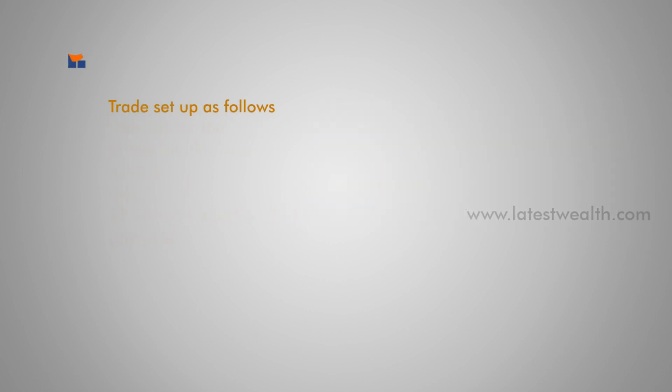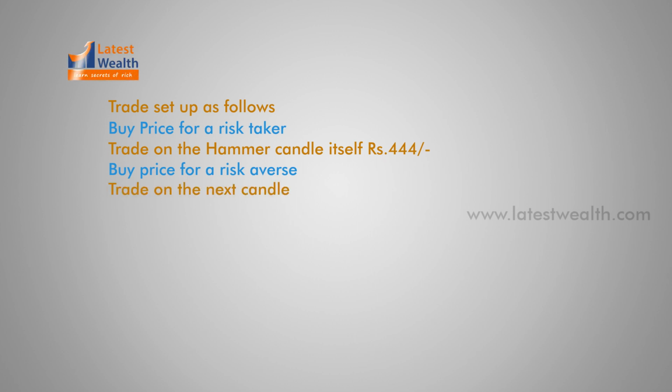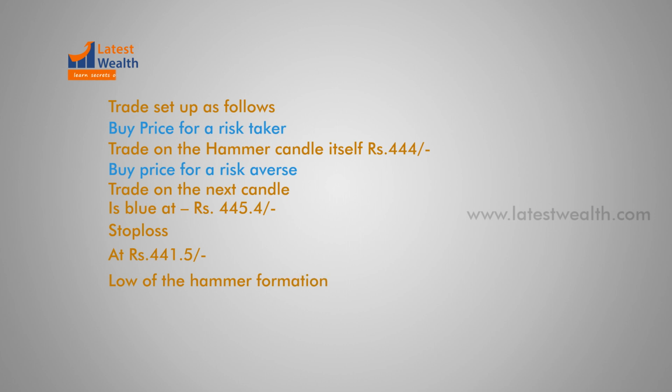Now, the trade setup would be as follows. What is the buy price for the risk taker? He takes the trade on the hammer candle itself at rupees 444. What is the buy price for the risk averse? He takes the trade on the next candle after evaluating that the candle is blue, at rupees 445.4. Now the stop loss for both traders is rupees 441.5, which is the low of the hammer formation. Have you noticed how the trade evolved, yielding a desirable intraday profit?